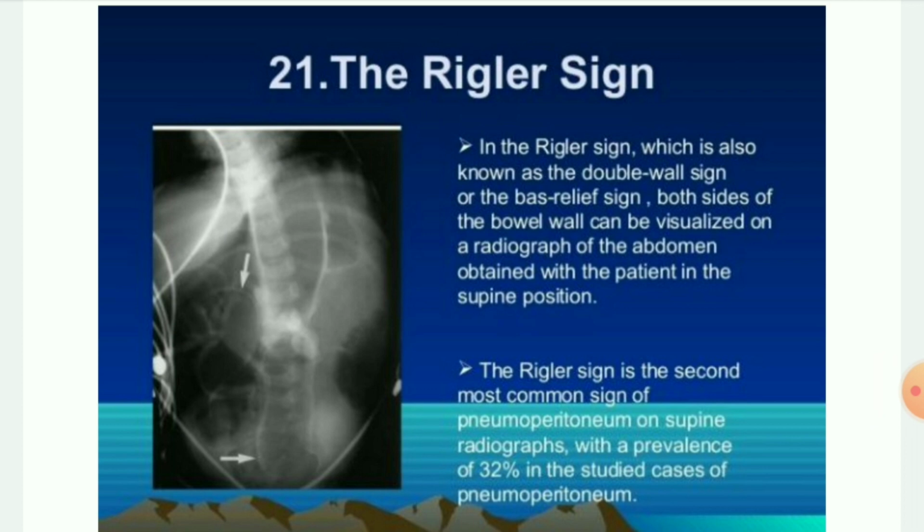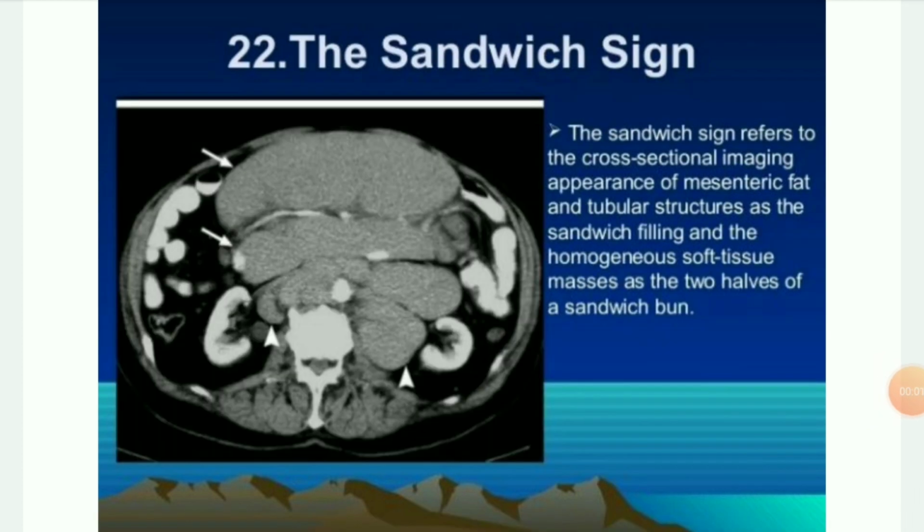In the Rigler sign, which is also known as the double wall sign or the bas relief sign, both sides of the bowel wall can be visualized on a radiograph of the abdomen obtained with the patient in the supine position. The Rigler sign is the second most common sign of pneumoperitoneum on supine radiographs, with a prevalence of 32% in the studied cases of pneumoperitoneum. Next sign is the sandwich sign.